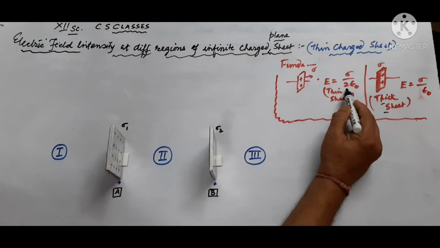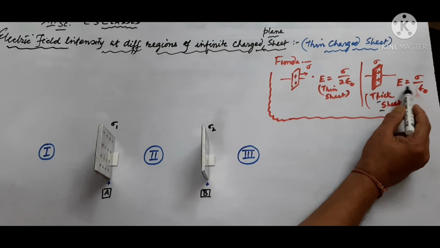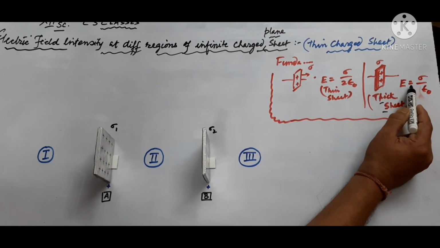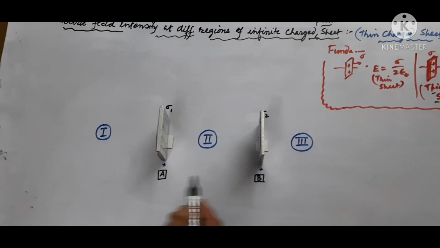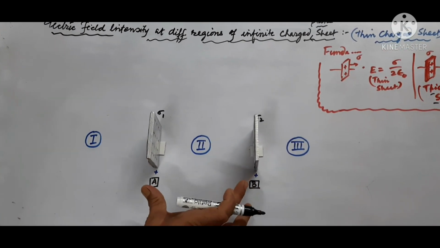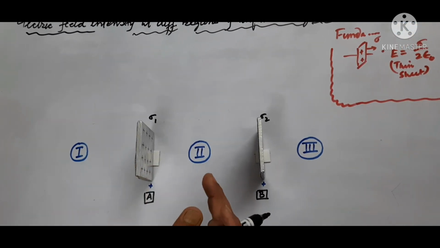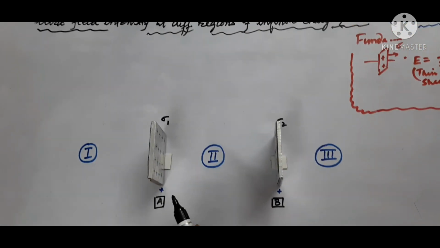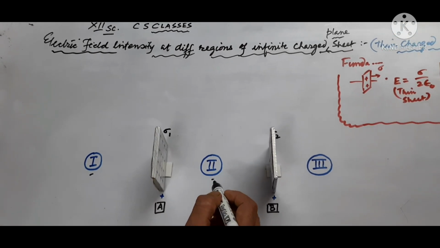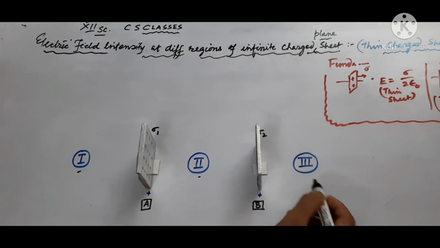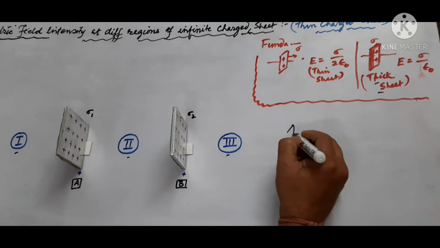For the thin sheet, sigma by 2 epsilon naught, and for the thick sheet, E is equal to sigma by epsilon naught. That is the fundamental. Now these two are infinitely charged plates. Imagine this is a charged infinite plane sheet. We have to find the net electric field intensity at regions 1, 2 and 3. Three regions are there.